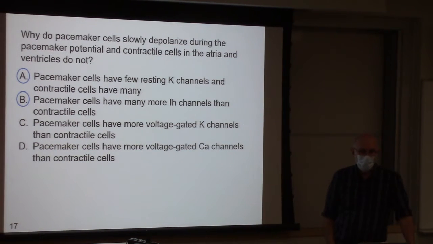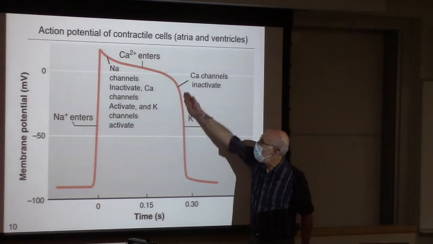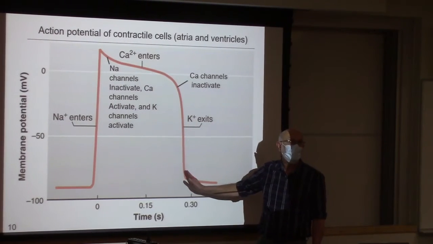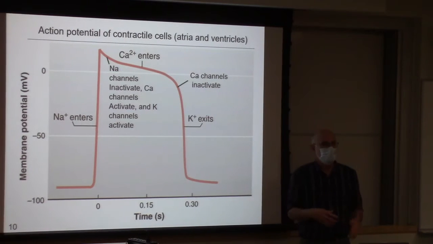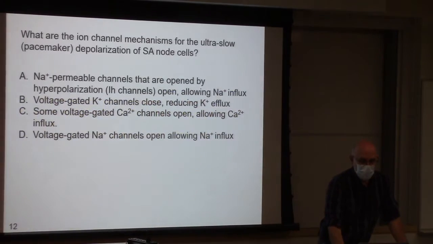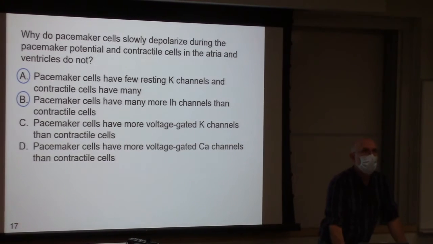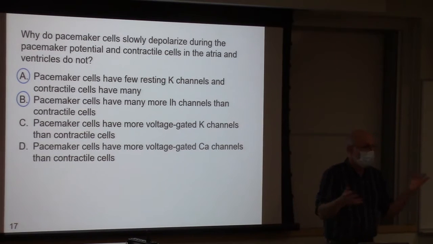Pacemaker cells have more voltage-gated potassium channels than contractile cells. No, contractile cells have a lot more because of the rapid repolarization. In order to have the rapid repolarization. So yeah, some of these things I taught you and we knew, and some of these things we had to guess and figure out, but now we're going through them. That's why we're doing it this way.